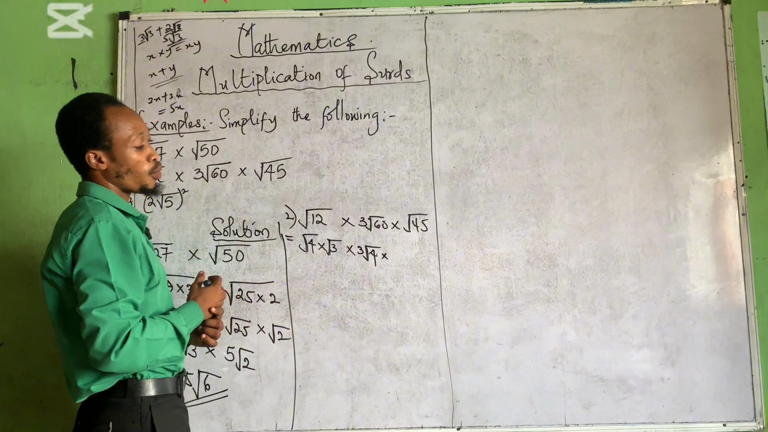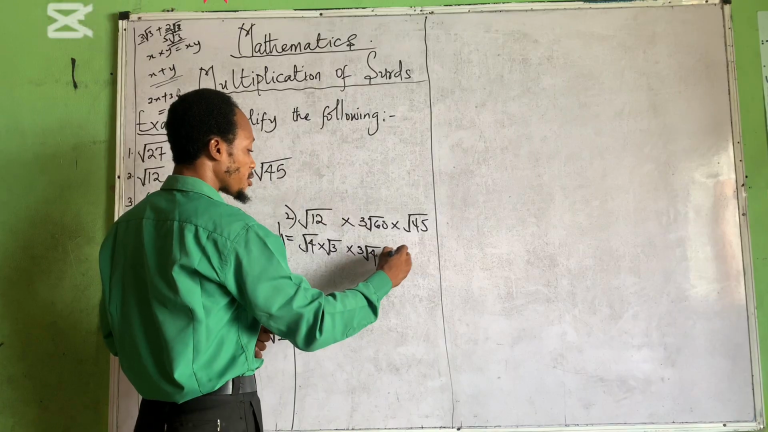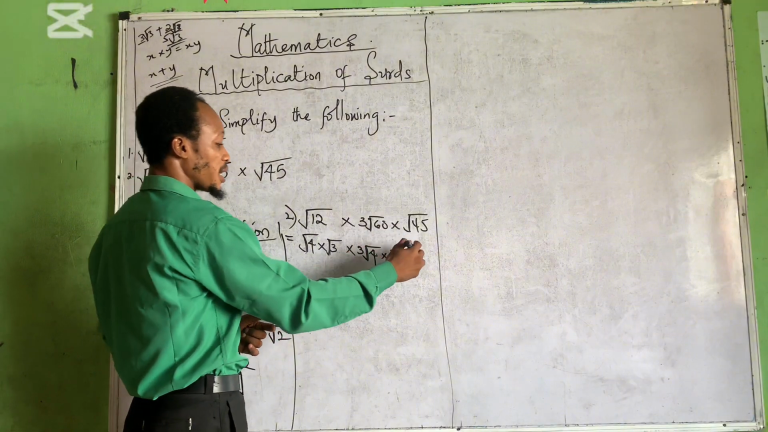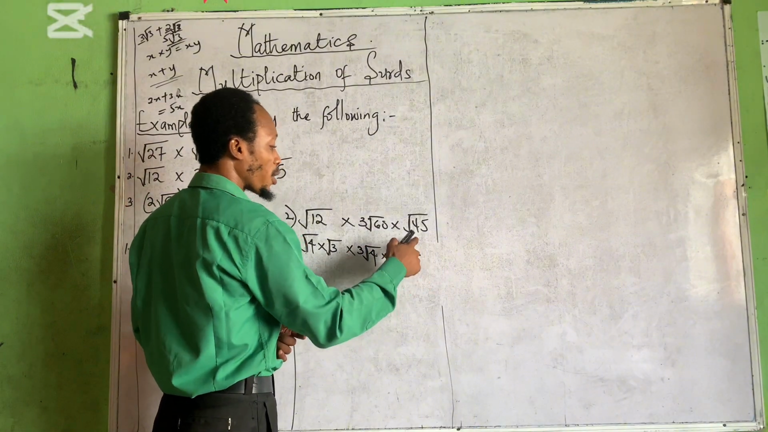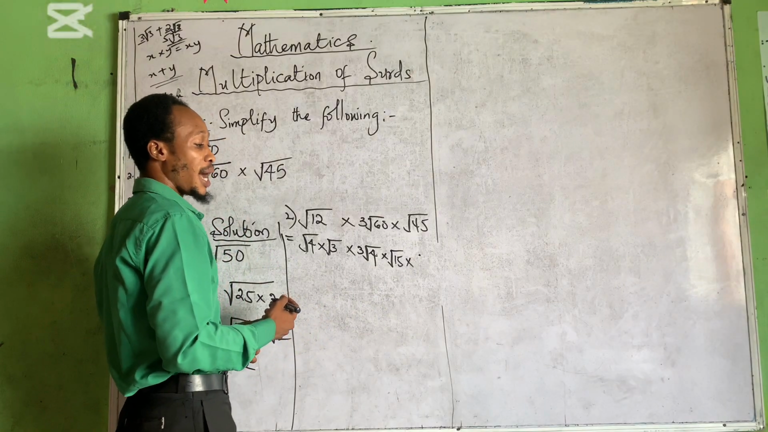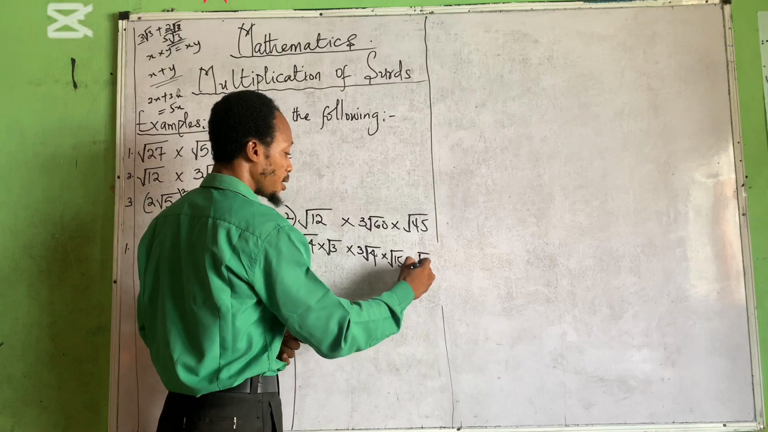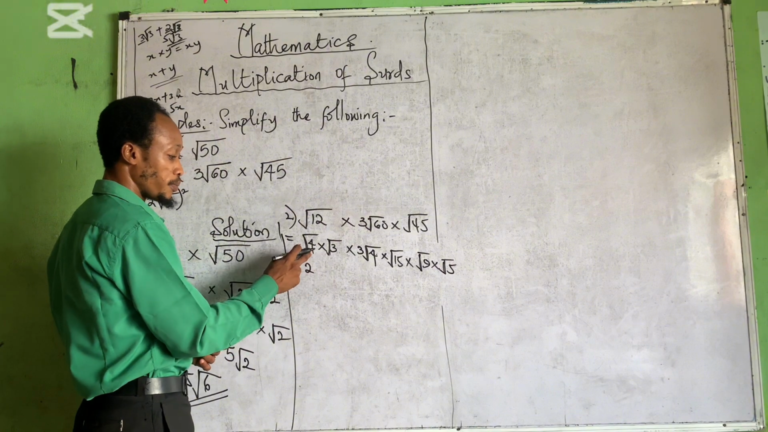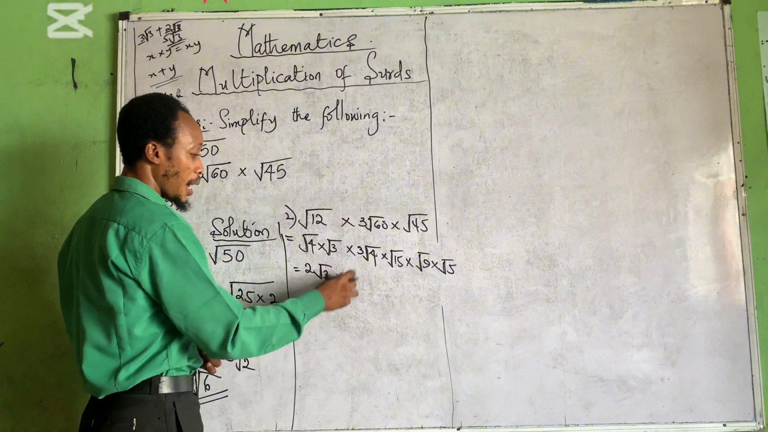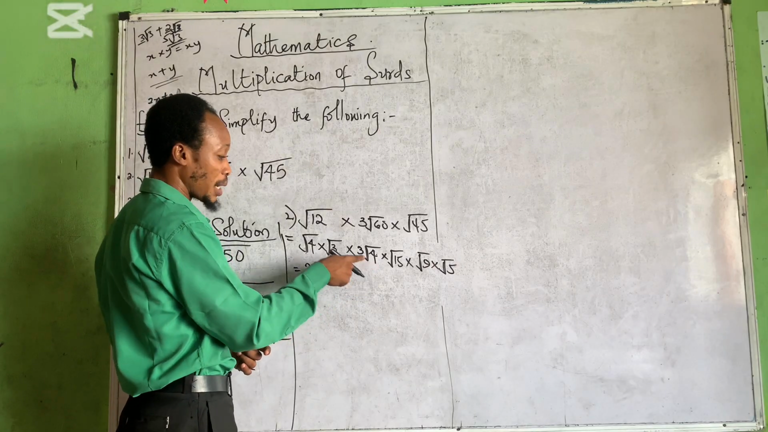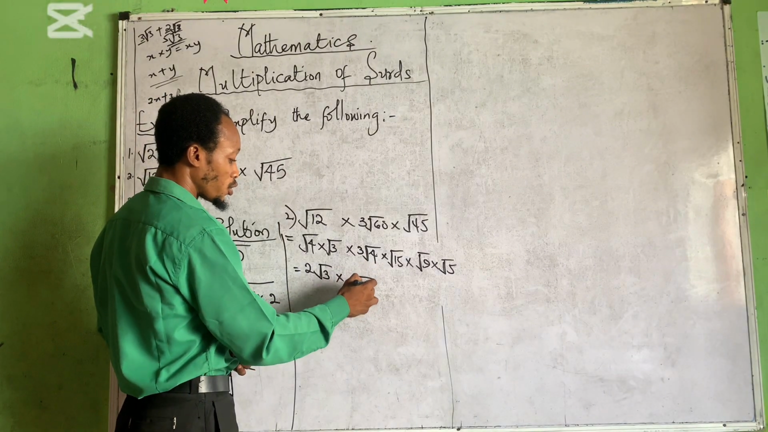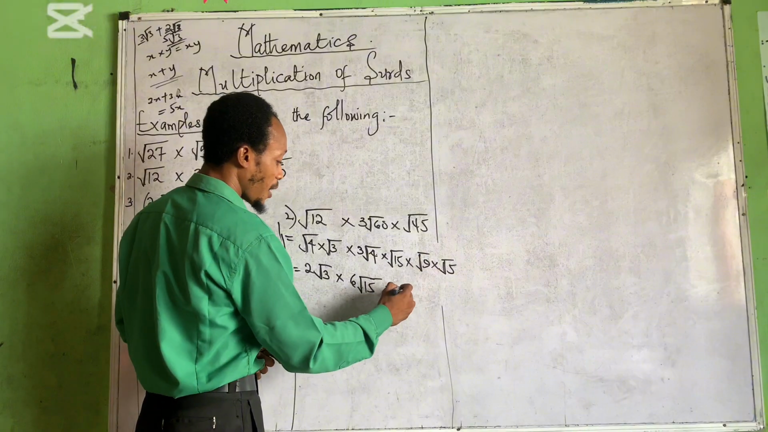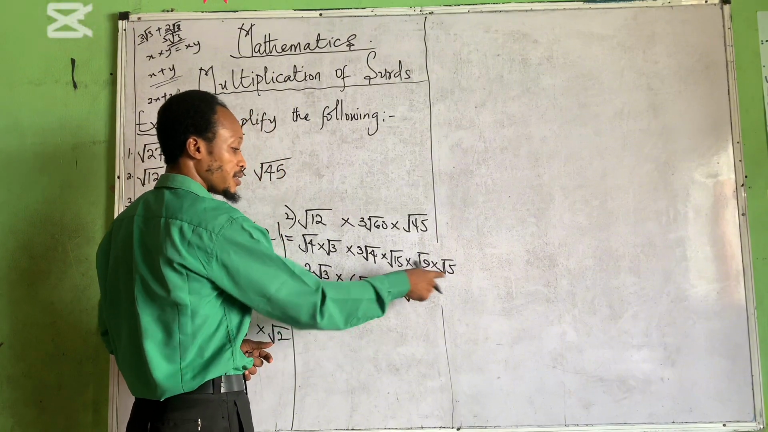Let's go with 15 times 4. Then for root 45, what will give us 45? That will be 9 times 5, so root 9 times root 5. Now this gives us 2 root 3, times root 4, which is 2; 2 times 3 is 6, giving 6 root 15. Then 6 root 15 times, this will give us 3 root 5.